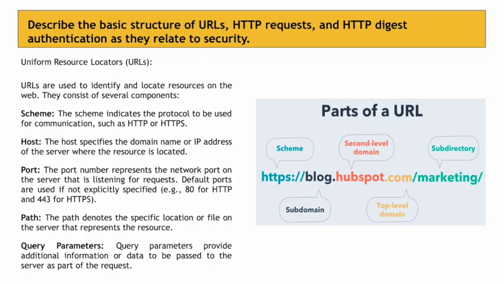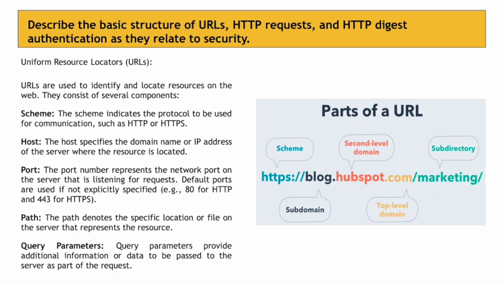The next question is: describe the basic structure of URLs, HTTP requests, and HTTP digest authentication as they relate to security. Uniform Resource Locators, URLs. URLs are used to identify and locate resources on the web. They consist of several components such as scheme, subhost, port, path, query parameters, second level domain, top level domain, subdirectories.